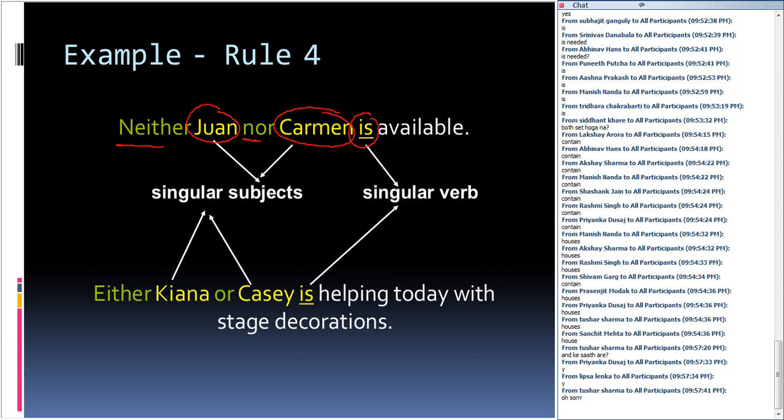ऐसे बोलते हैं ना, हालांकि उसमें तो आर होना चाहिए क्योंकि कुकीज प्लूरल हो जाता है. This is actually when we talk about subjects that are singular. Similarly, either Kiana or Casey is helping today with stage decorations. You don't use are helping because इन दोनों में से कोई एक ही कर रहा है. Okay, rule number 4.